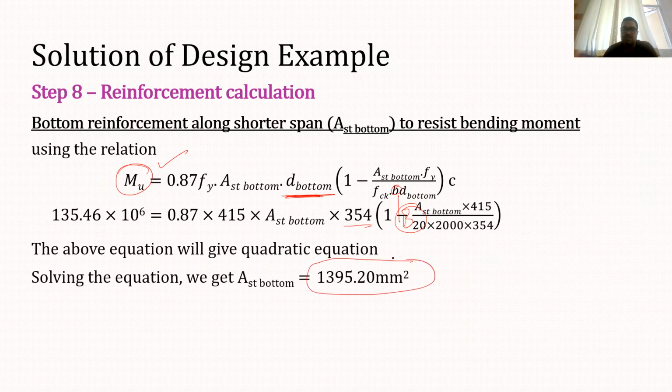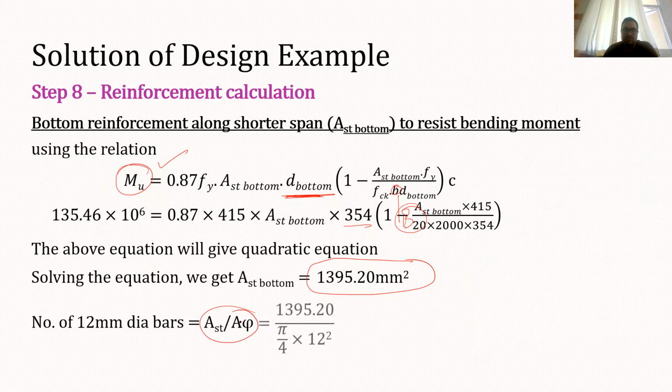And solving this, we get the value of AST bottom as 1395. We can convert this area into number of bars by using this formula, AST bottom divided by area of cross section of 1 bar. So we already know the dia of bar, which is 12 mm. Putting the value, we get the number of bars as 12.34. So we will round off this value to the higher side, which is 30 number of bars. So ultimately, bottom reinforcement will have 30 number of bars.